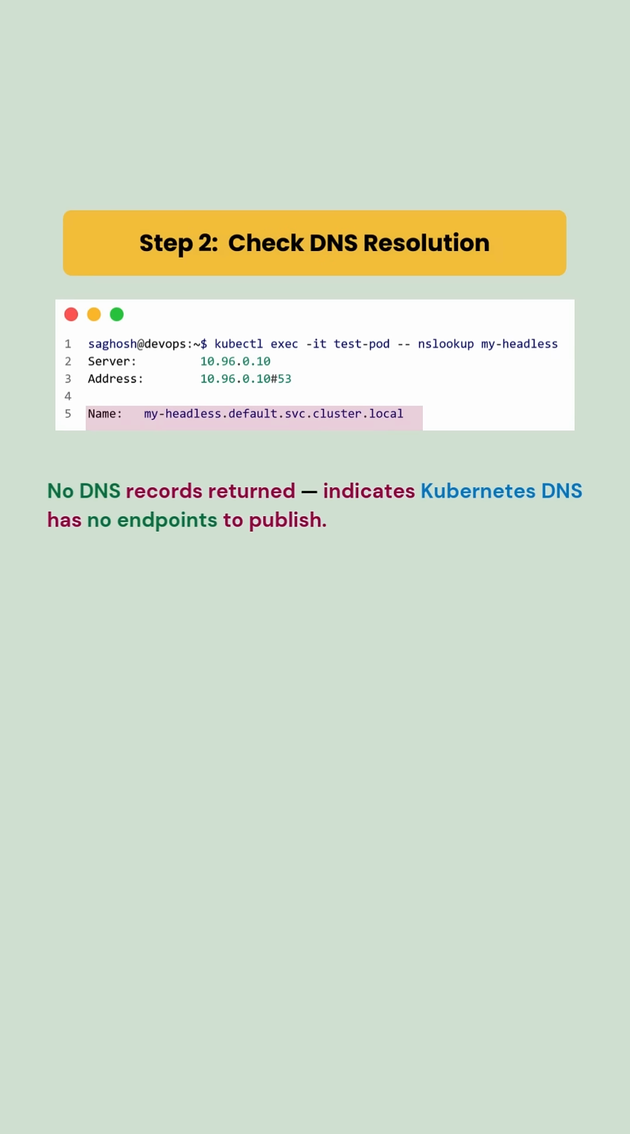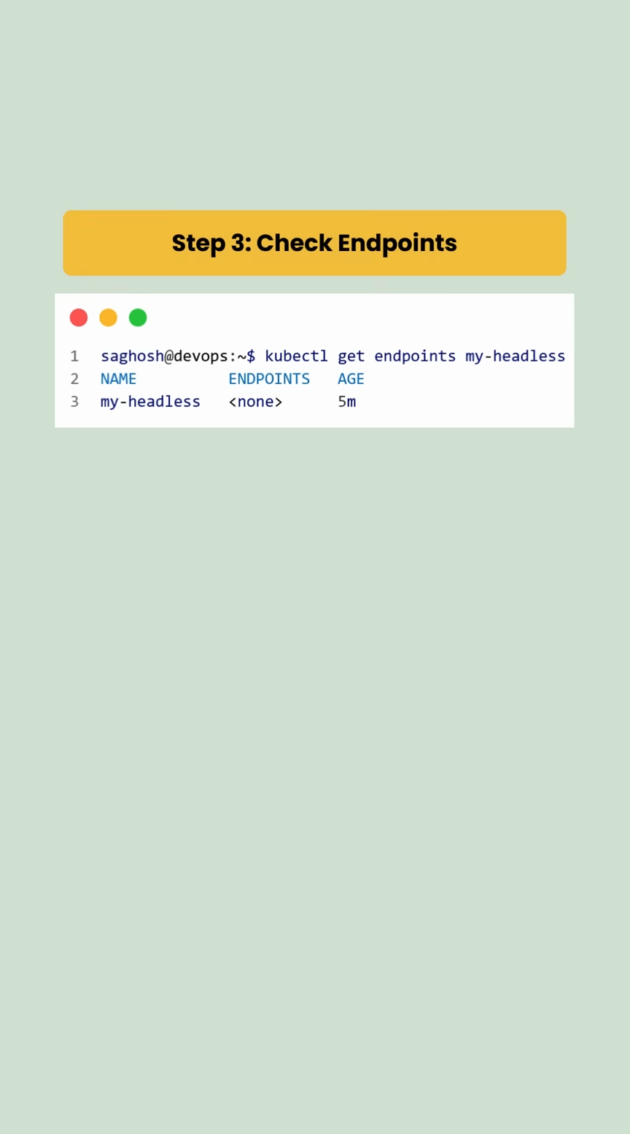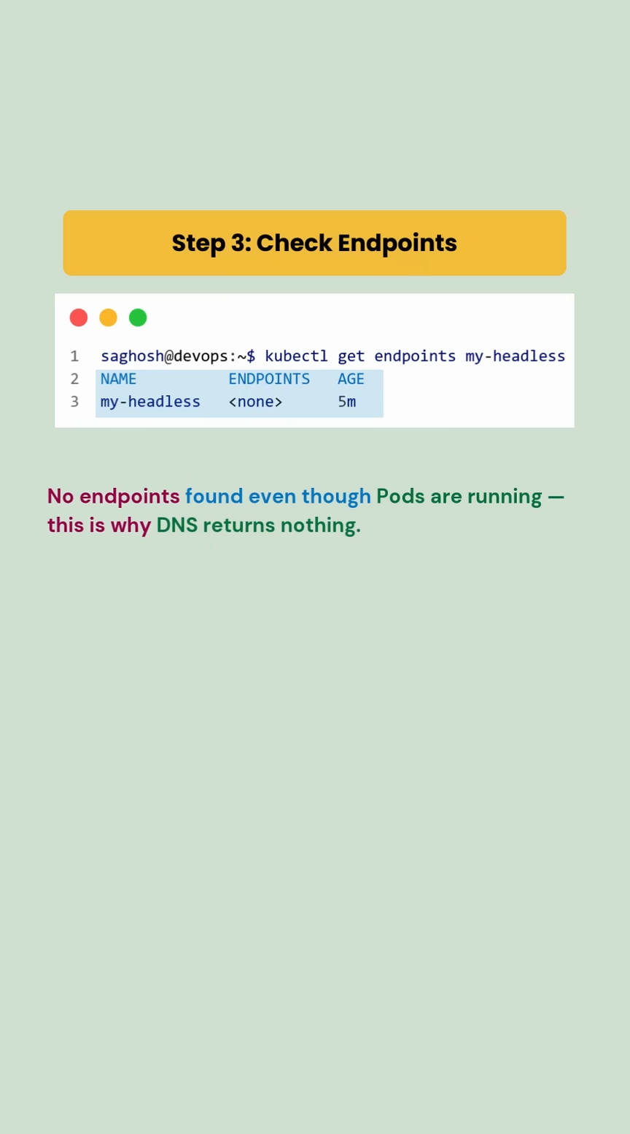We find that no DNS record is returned, which indicates Kubernetes DNS has no endpoint to publish. So let's confirm the endpoints. Here we confirm that no endpoints are found even though pods are running. This is why DNS returns nothing.